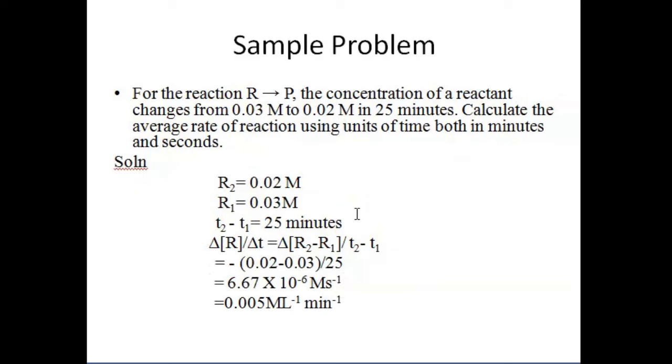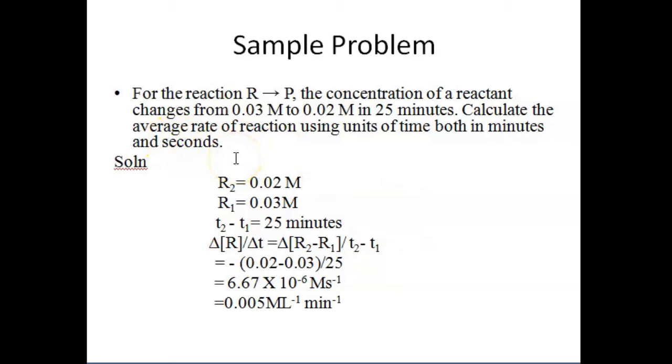Now a sample problem related to rate of the reaction. For example, we could see this problem: for the reaction R giving the product P, the concentration of the reactant changes from 0.03 M to 0.02 M in 25 minutes. We have to calculate the average rate of reaction using units of time, both in minutes and seconds.